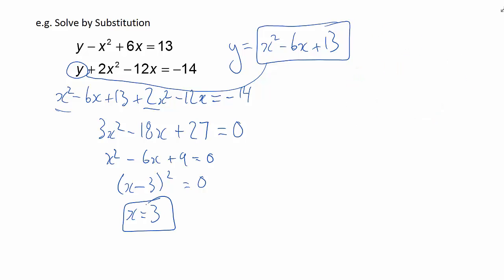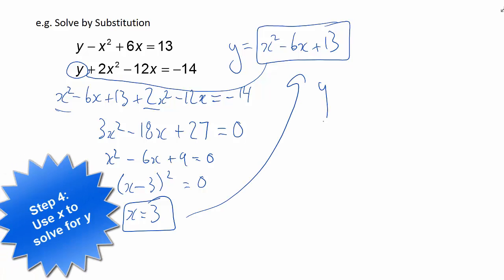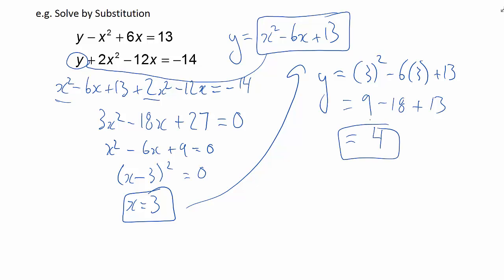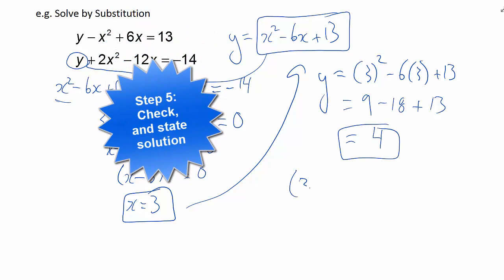Now I want to take that and find the corresponding y values. So I'll come back up to this equation. y is equal to 3 squared minus 6 times 3 plus 13. And that gives me 9 minus 18 plus 13. And that is equal to negative 9 plus 13, 4. So I have the point 3, 4.